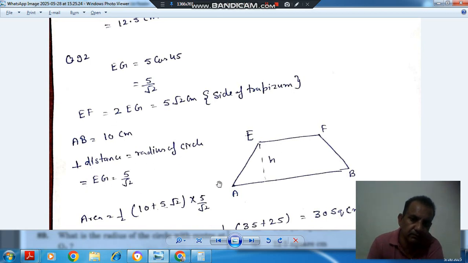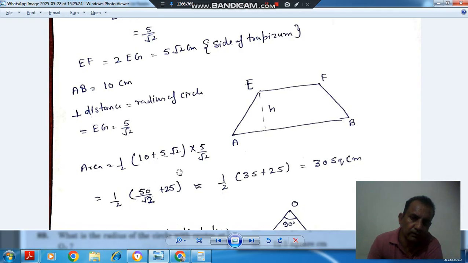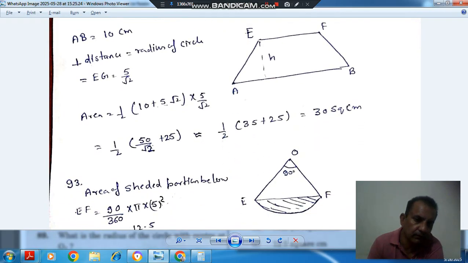So area of trapezium is sum of parallel sides, AB is 10, EF is 5 root 2, divided by 2 and multiplied by perpendicular distance that is 5 root 2. So now solving this, multiplying this 5 root 2 and keeping this 1 by 2 outside, so this will be 50 by root 2 and this is 25. 50 by root 2 can be written as 35. So this will come out as 30 centimeters square.